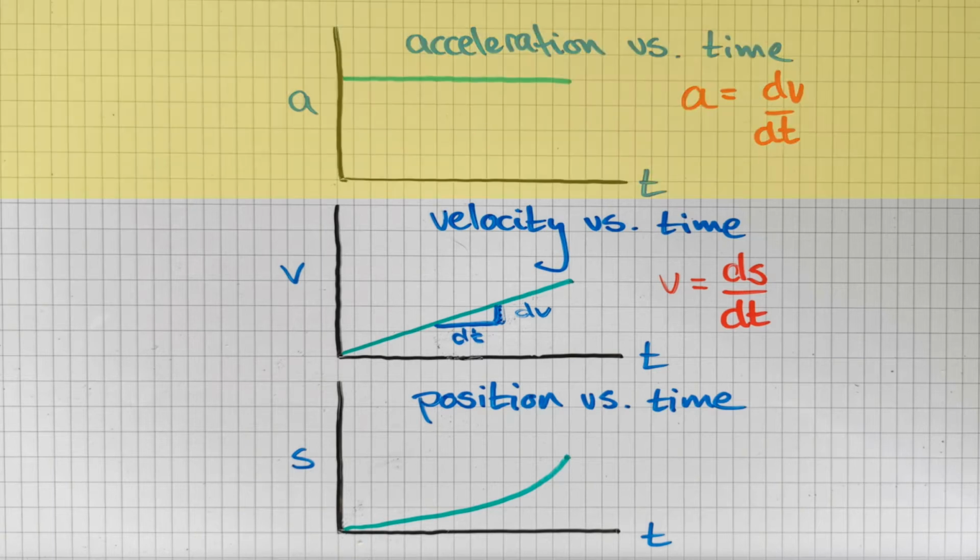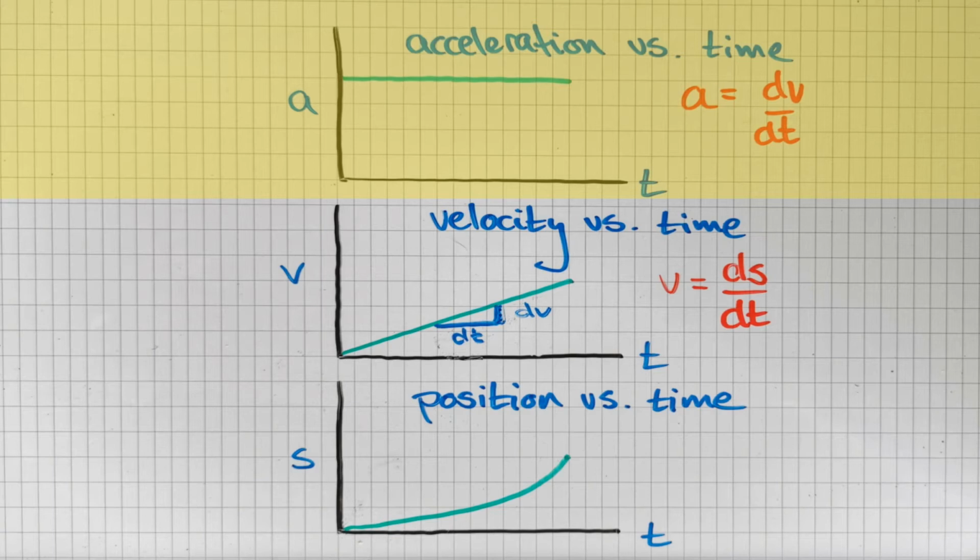Now, in this plot, let's assume acceleration is constant. So that means a plot of acceleration versus time will just be a straight, horizontal line, the green line in this figure. The acceleration is constant. Let's say it's 2 meters per second squared. It doesn't increase, it doesn't decrease.